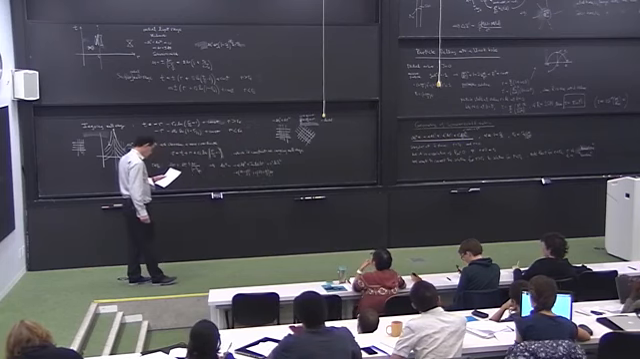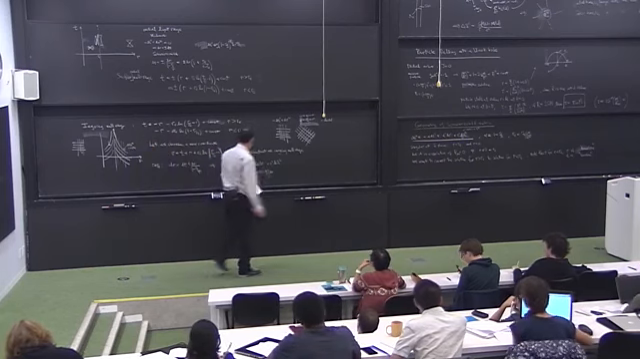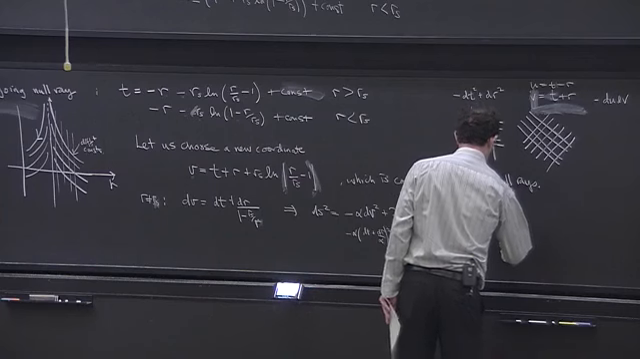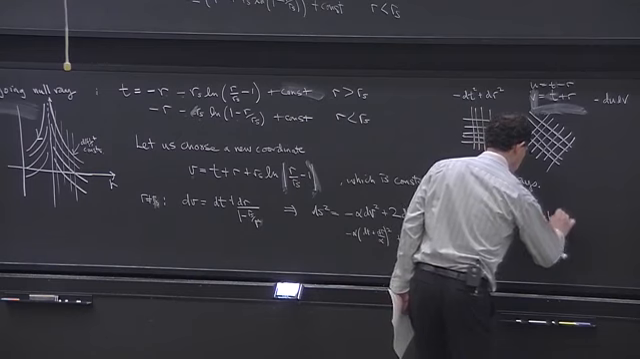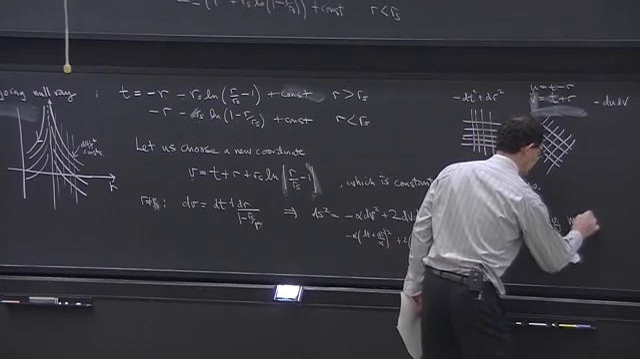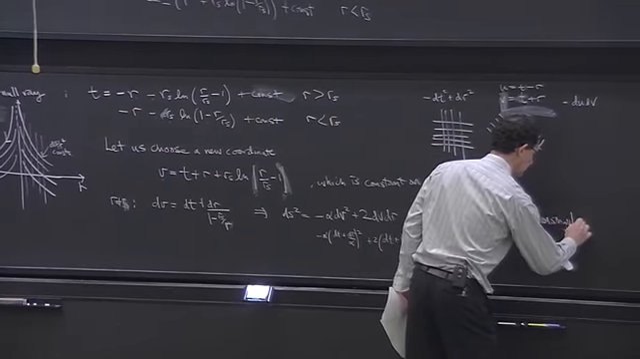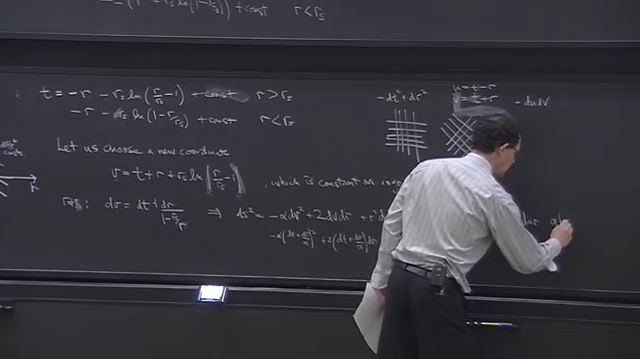And so we find in these v, r coordinates that the metric is completely non-singular at r equals r_s.